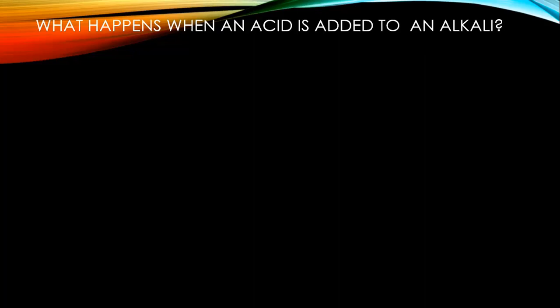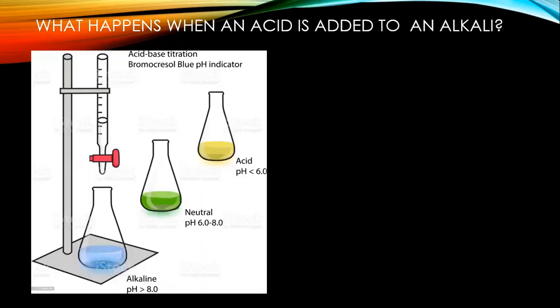So let's look at this here. This is a setup we can use to carry out a neutralization in the lab. What you can see here is an acid. This is what we call a burette, and inside it there is an acid. When you open this tap, you are going to be putting the acid in here.